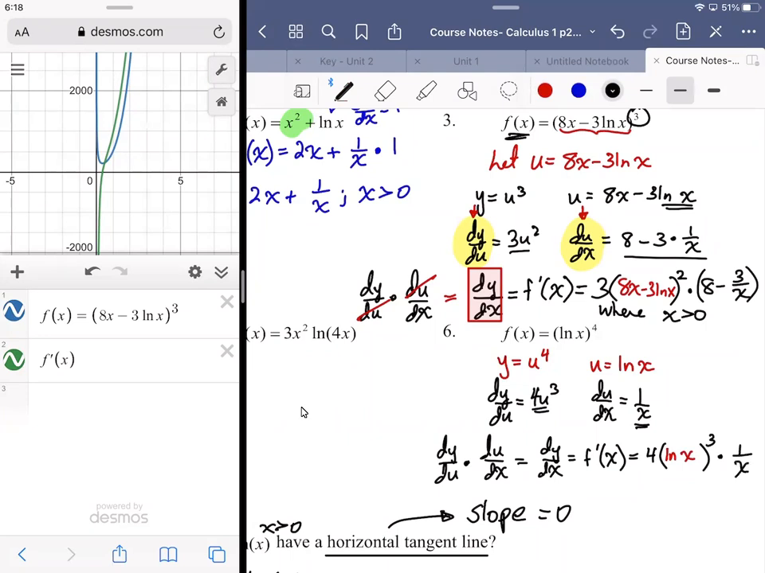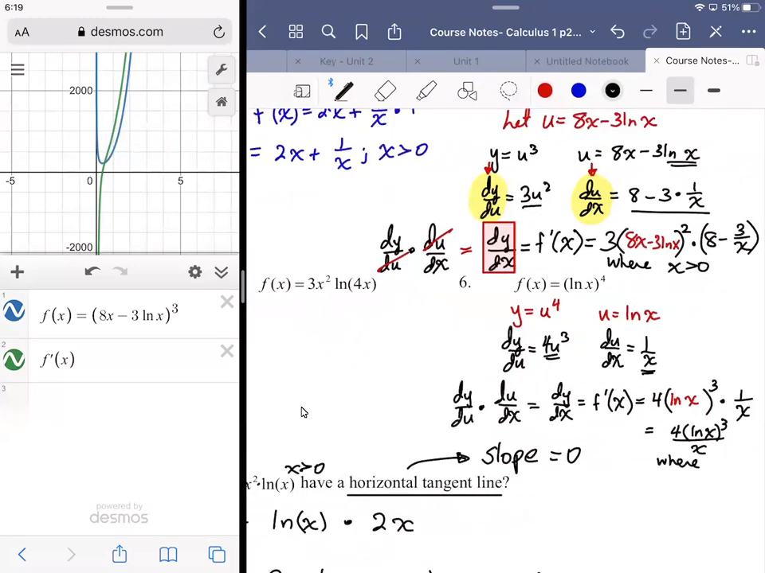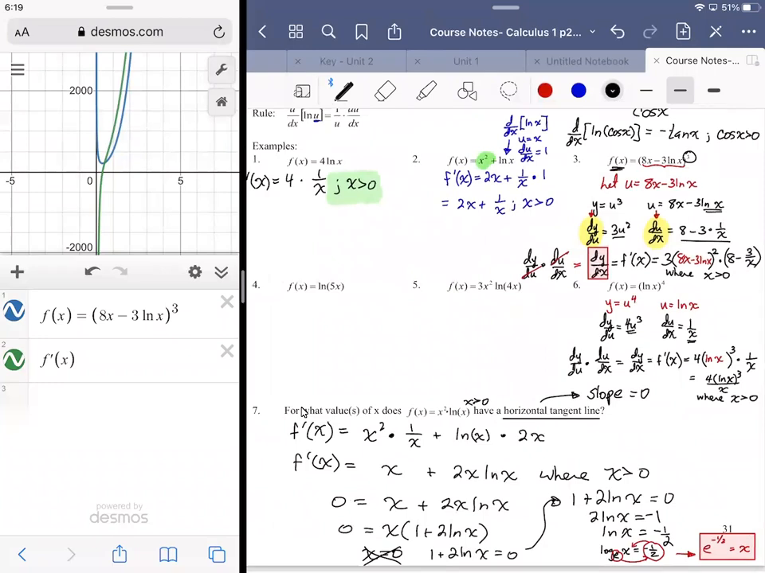I mean, you can clean it up further if you want. Not much to clean up. If you want, you'd write 4 ln x cubed over x. You write it like that if you want. But you do have to stipulate where x is greater than 0. Okay. But that's a case where we're applying the chain rule and also log rules. So it gets a little dicey that way.